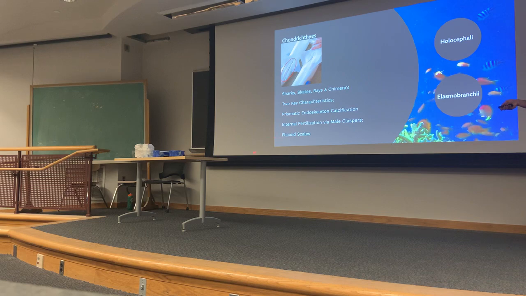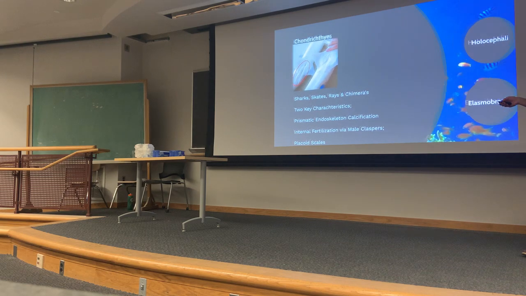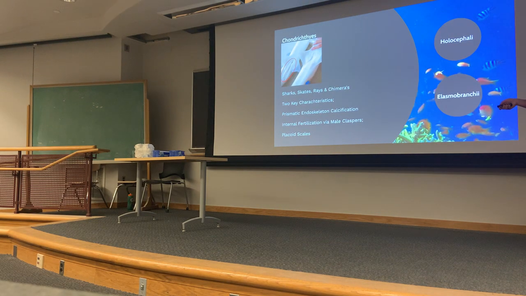They have these really cool scales, and I hope I have a picture of it. Placoid scales that are made of cartilage. It's very rough. If you ever get a chance to feel a shark, you rub your hand over it, smooth one way, and then a very high-grit sandpaper feel going the other way.